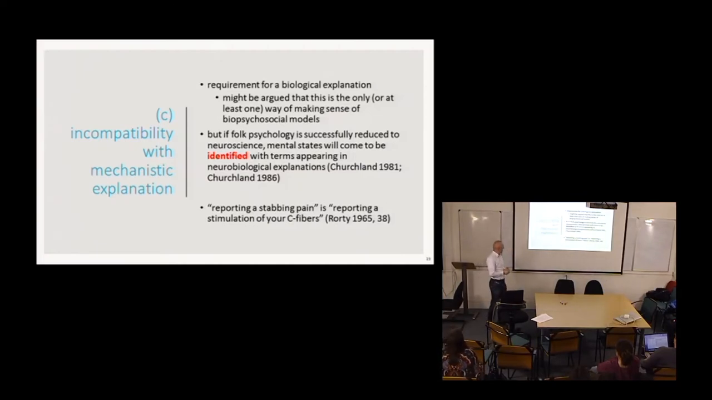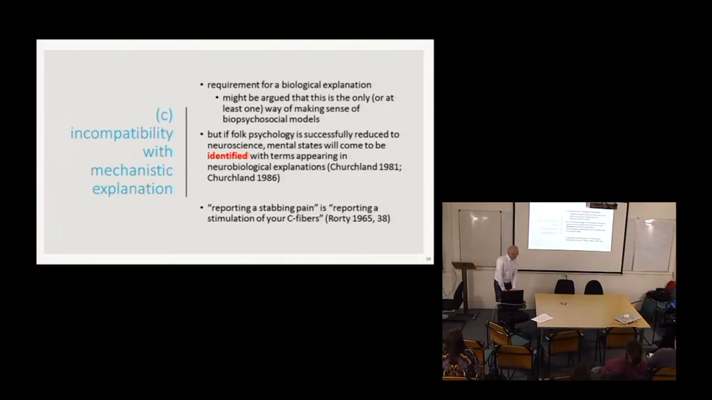The third argument, which I guess is the most interesting, at least for me, is the claim that the concept of pain is incompatible with mechanistic explanation. So the physicalist will argue there is a requirement for a biological explanation, and it might be argued that this is the only way in which one can begin to make sense of these biopsychosocial models. One may argue the biopsychosocial model is just casting a very wide net in an attempt to identify as many correlates and causal determinants of pain as possible, and this will provide a list of potential candidates for various mechanistic components, and by looking at how these components interact with one another, at some point it will be possible to develop a bona fide mechanistic explanation.